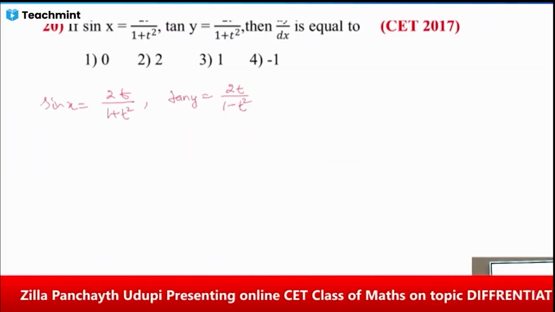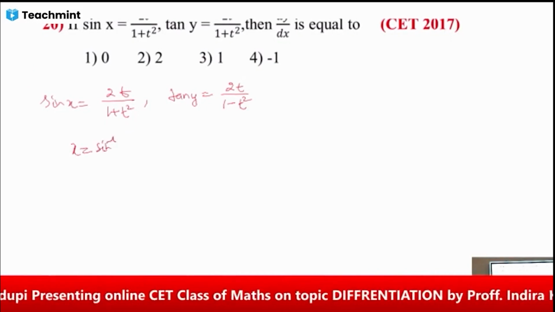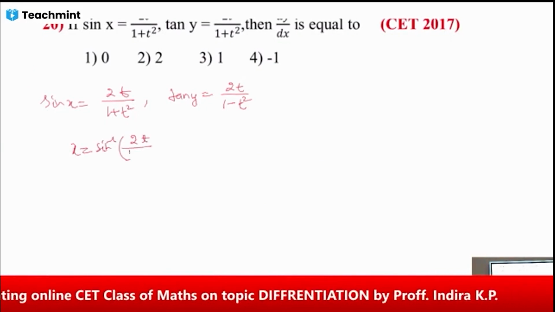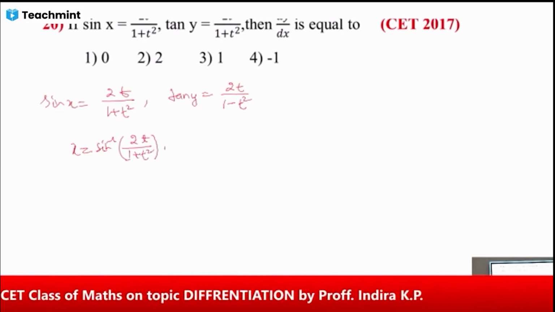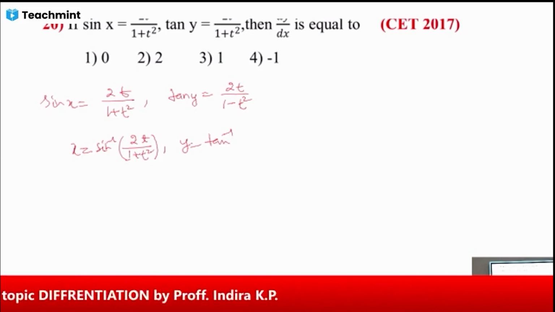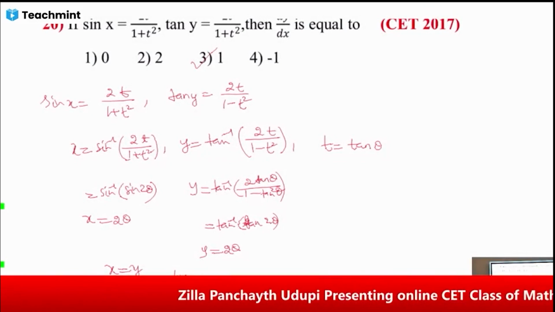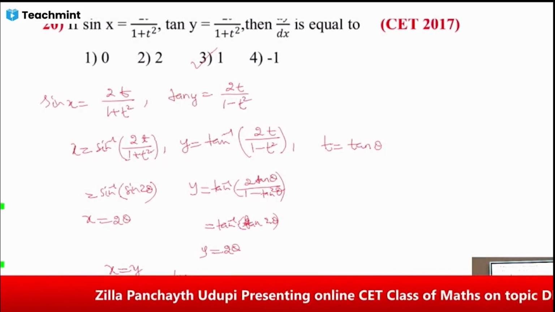Right? So what I can do, I can write this as x is equal to sin inverse 2t by 1 plus t square, y is equal to tan inverse 2t by 1 minus t square, sin x, tan y. But look at the options. Options do not contain x or y or t.